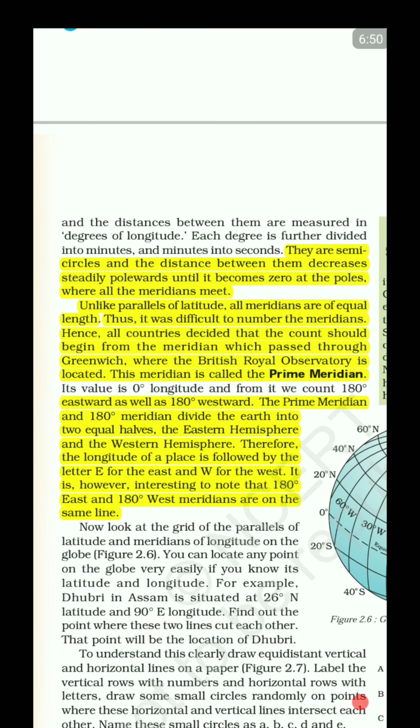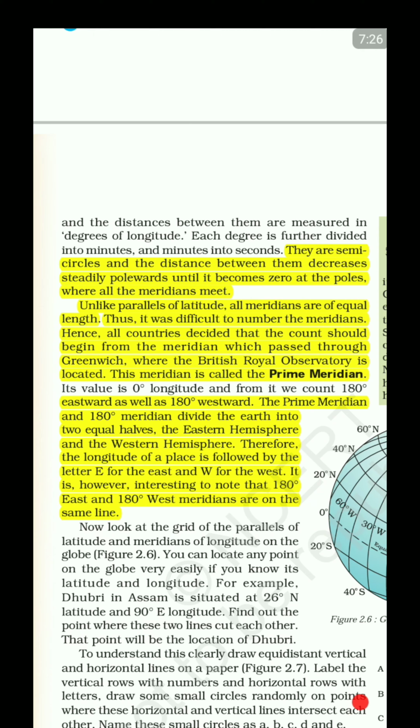Because the longest latitude is known as the equator, but there is nothing like a longest meridian, right? And hence all the countries had to come up with a single meridian, right? And they came up with the meridian which passes through Greenwich, where the British Royal Observatory is located. And this meridian is called the prime meridian, or Greenwich Mean Meridian, right?